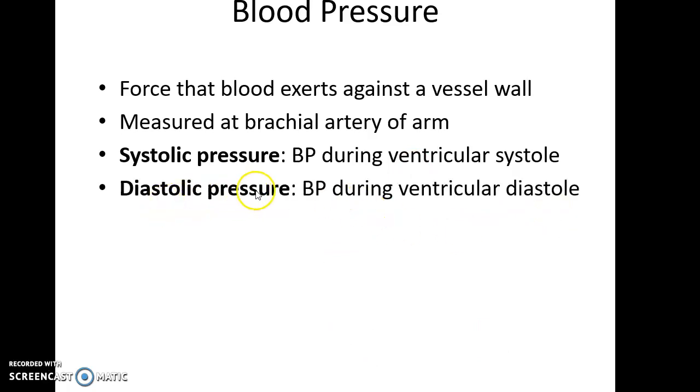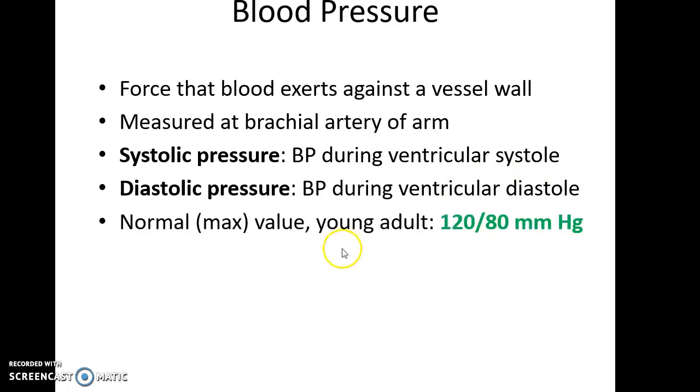And then diastolic pressure. Diastolic pressure is the lower number for blood pressure, and this is the blood pressure during ventricular diastole. So when the ventricles are relaxed, the heart is relaxed, this is the blood pressure in the arteries that remains. Normal max value for a young adult is 120/80 millimeters of mercury, so 120 for systolic pressure, 80 for diastolic pressure.